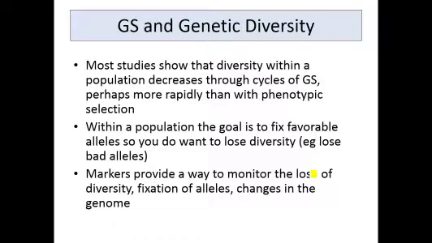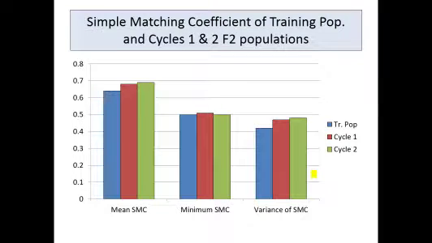One thing about this is, as you're going through these cycles of selection, you have marker data, and these data provide you a way to monitor the loss of diversity, monitor the fixation of alleles, and changes in your whole genome. So there are some nice ways to monitor what's happening there. Here's some data out of my program again.